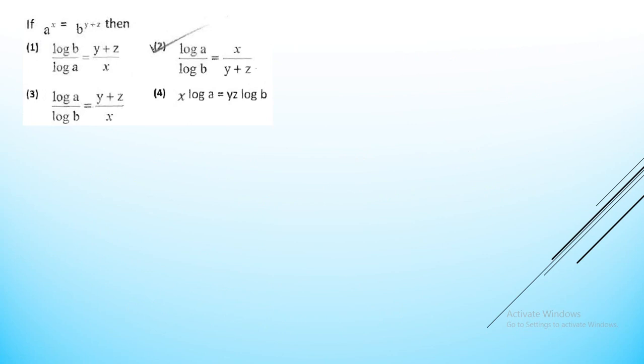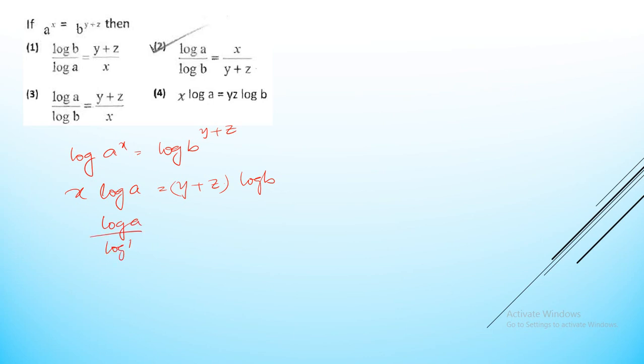a power x is equal to b power y plus z. If I take log on both sides, what can I write? Log of a power x is equal to log of b power y plus z. Now using the power rule, this can be written as x into log a is equal to y plus z into log b. Now since I need logs on one side, I can write log a by log b is equal to y plus z by x. So option 3 is my answer, right?